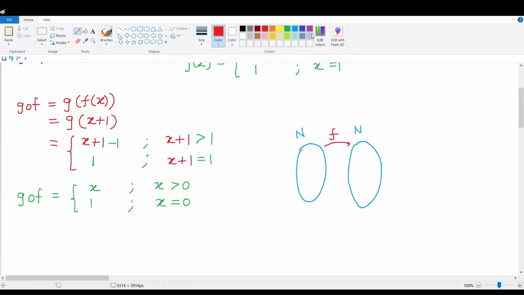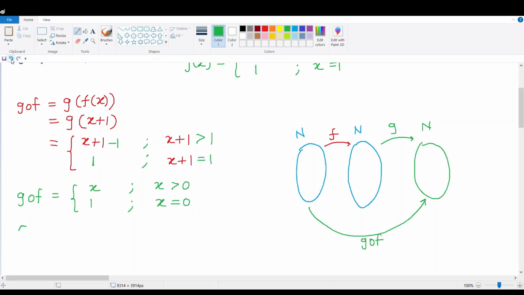Your function g is from n to n, and we got input from f and we got output from g. So this is our g of f, that is also going to be from n to n. Now in natural numbers we don't have 0, right?